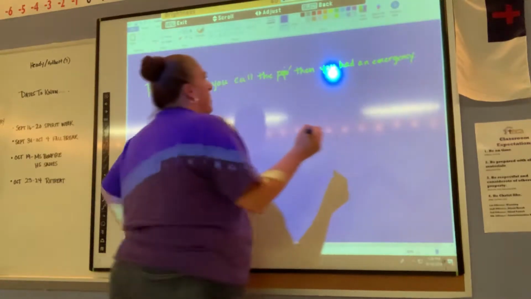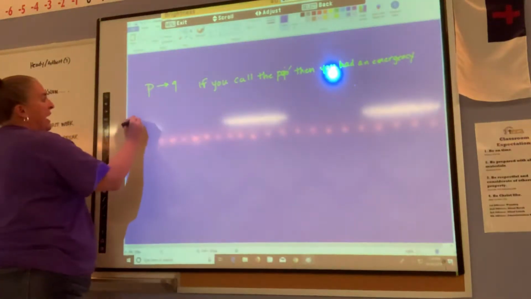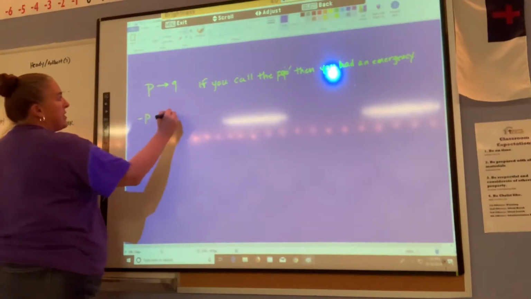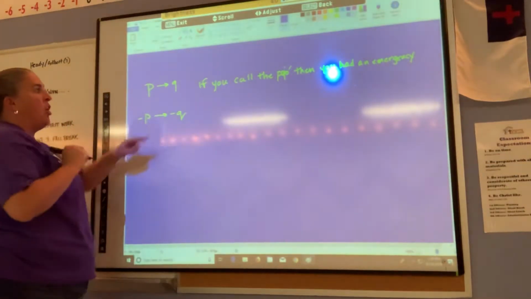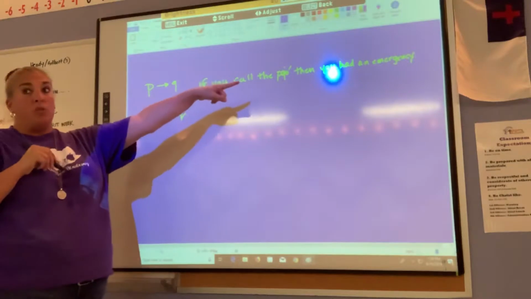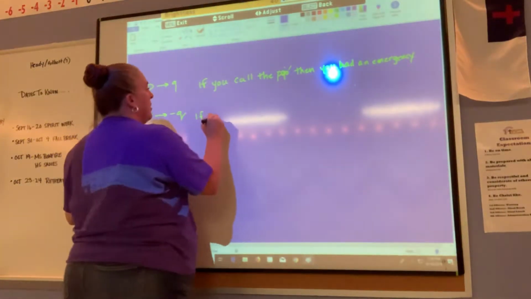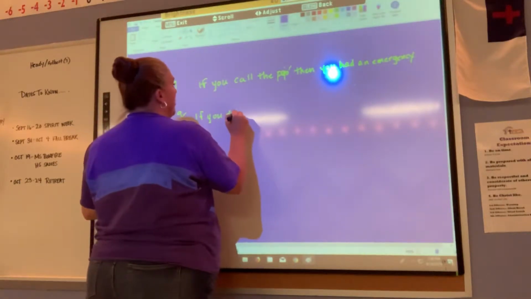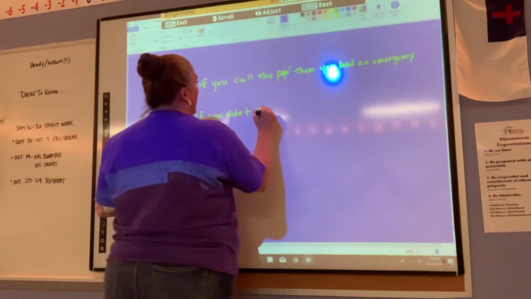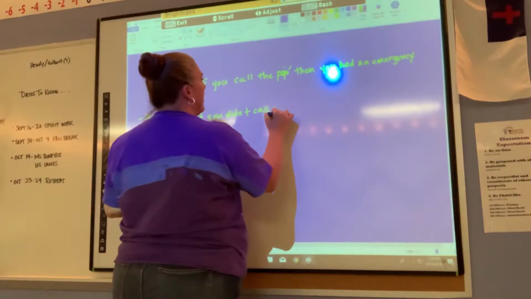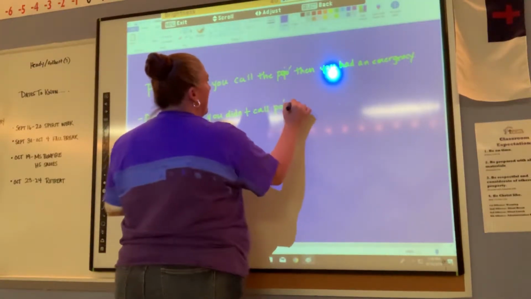So now we're going to go with inverse. This means I'm going to negate the first and negate the second one. So if you didn't call the police, then you? Yes. So would that be true? Partially. Can you have an emergency and not call the police? You're gonna get in trouble for it.